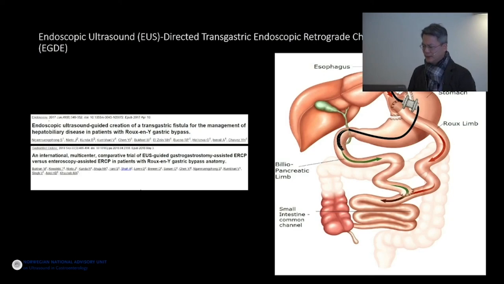And even in altered anatomy, for example, Roux-en-Y anatomy, it is possible to reestablish the normal anatomy by using a lumen opposing metallic stent to shorten the road for ERCP procedures, because it's very cumbersome to use an enteroscope to access the papilla with this kind of anatomy.